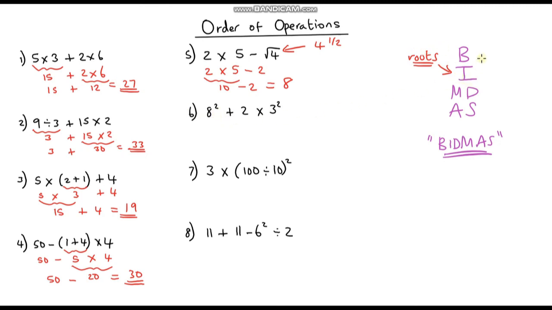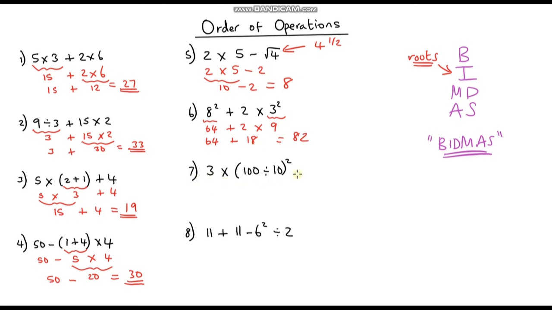Question number 6, we don't have any brackets, we do have 2 sets of indices, so let's evaluate both of those. 8 squared is 64, and 3 squared is 9, so we've got 64 plus 2 times 9, and now we'll do the multiplication next. So we've got 64 plus 2 times 9 is 18, 64 plus 18, that gives us 82.